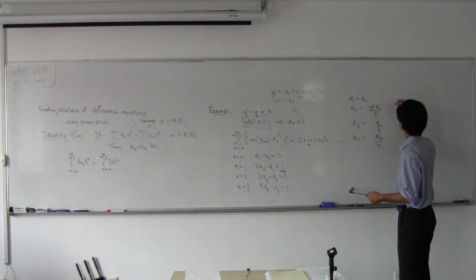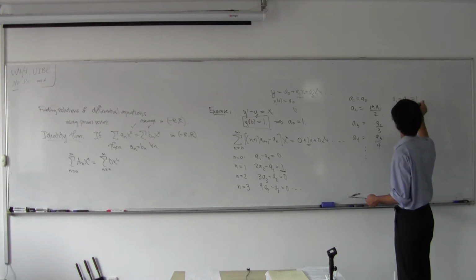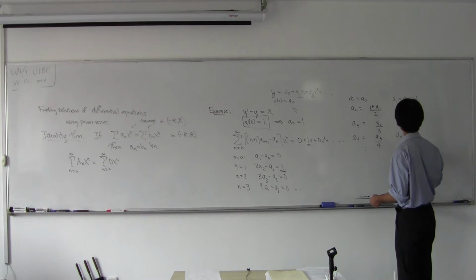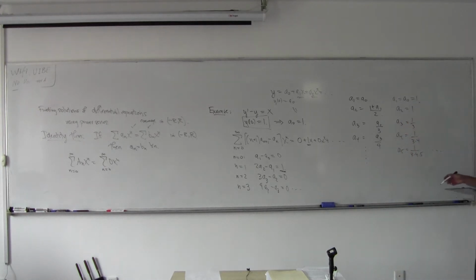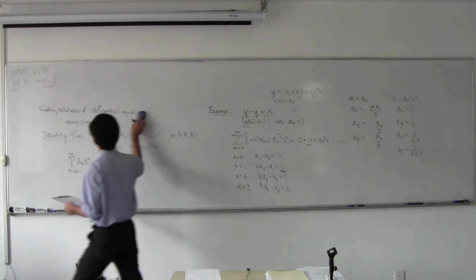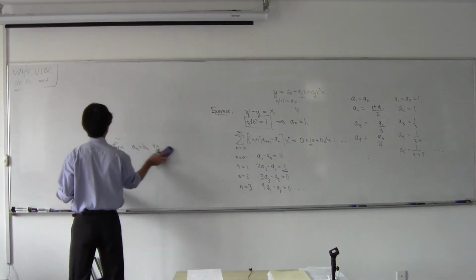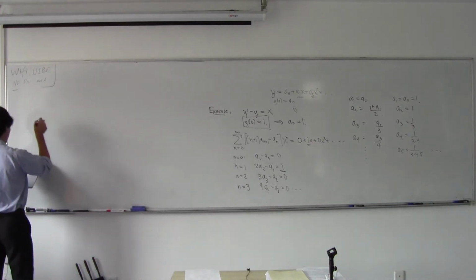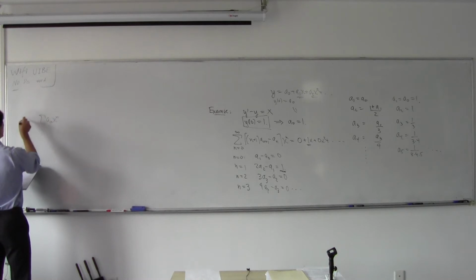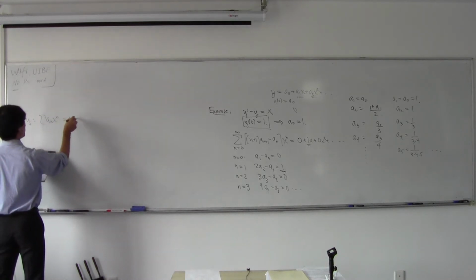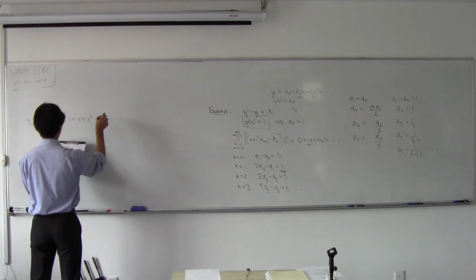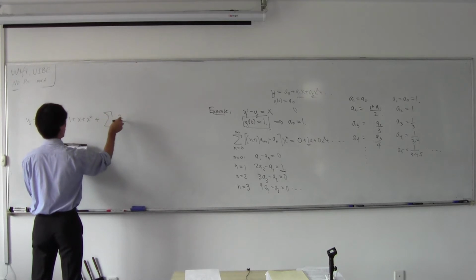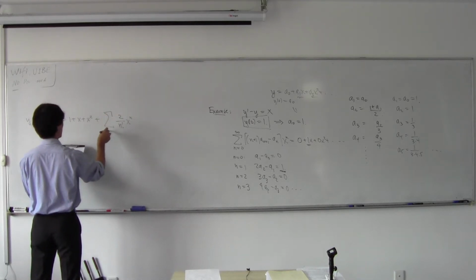So a0 is 1, so a1 and a0 are 1, a2 is 1, a3 is 1 over 3, a4 is 1 over 3 times 4, a5 is 1 over 3 times 4 times 5, and so on. Just like what we did last time, we see that the power series for y is actually 1 plus x squared plus the summation of 2 over n factorial x to the n from n equals 3 to infinity.